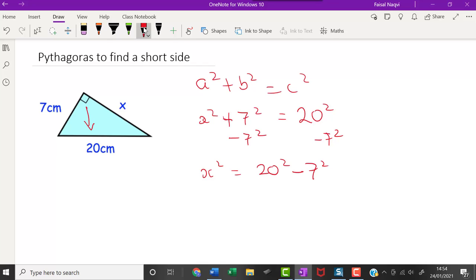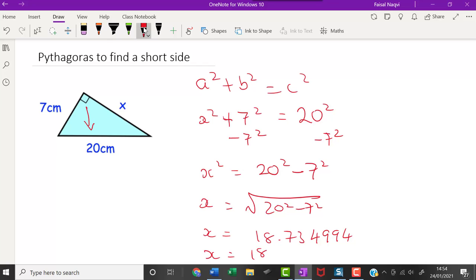I now have x squared, but I don't want x squared, I want x. To get x, I have to square root both sides. So x equals 18.734994, and to round it to three significant figures, x equals 18.7, the units are centimetres, and the level of accuracy is three significant figures.